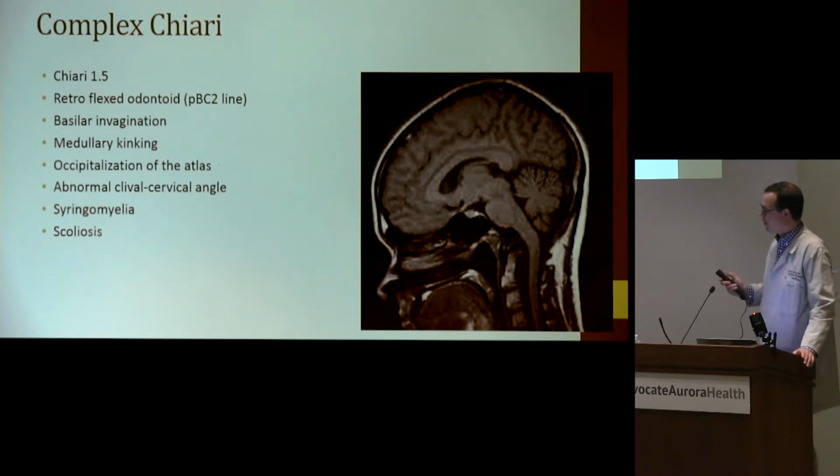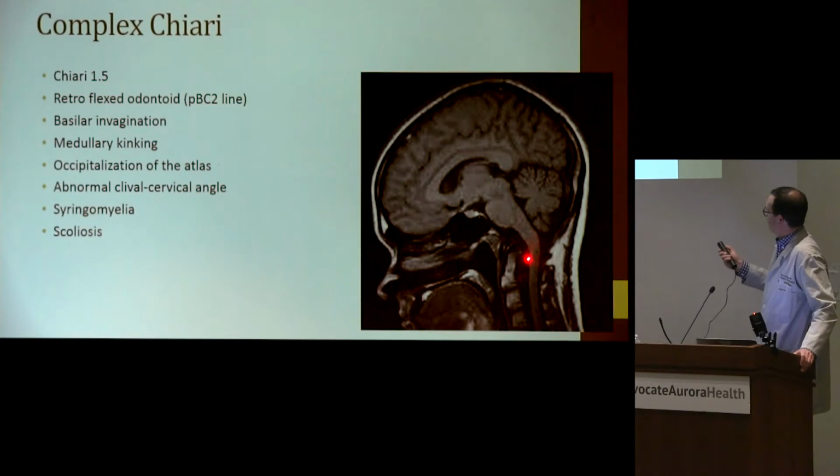And in Chiari 1.5, that odontoid can be really pushed back into the brainstem. We call that a retroflex dens. And that can contribute to symptoms, but it can also be a marker of instability of the neck. Okay, so just always something really important.